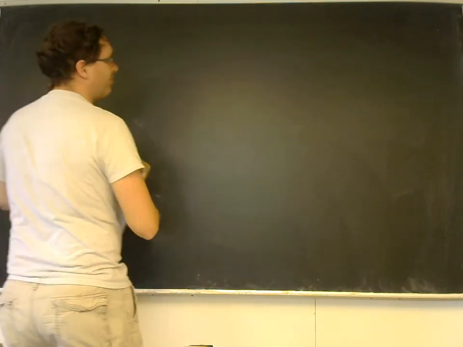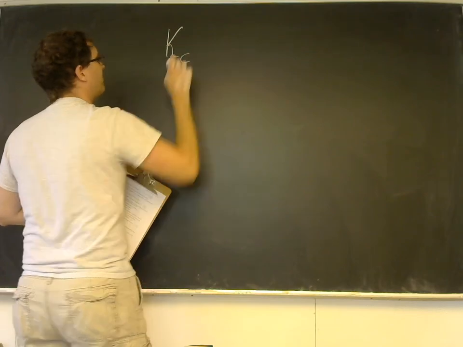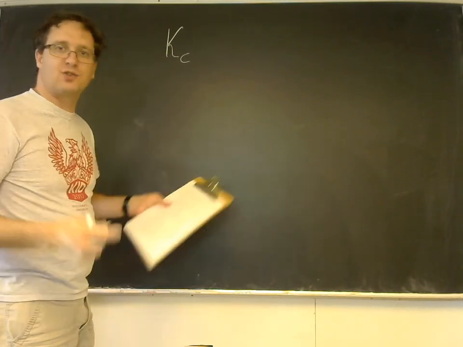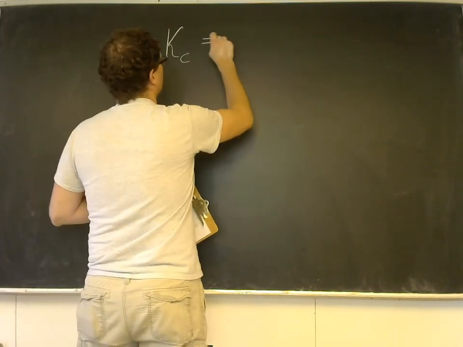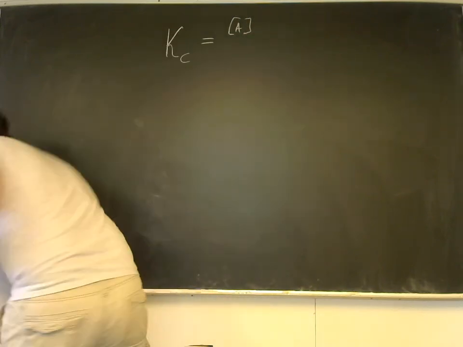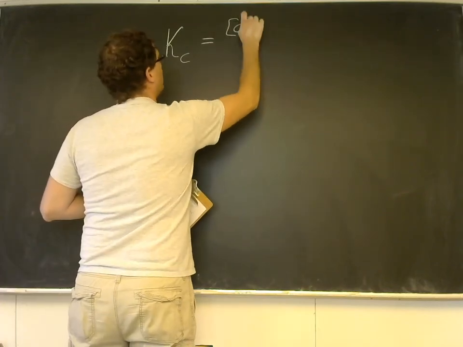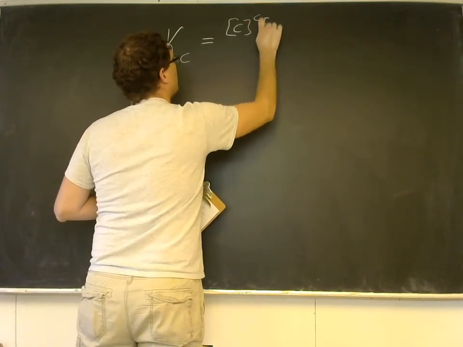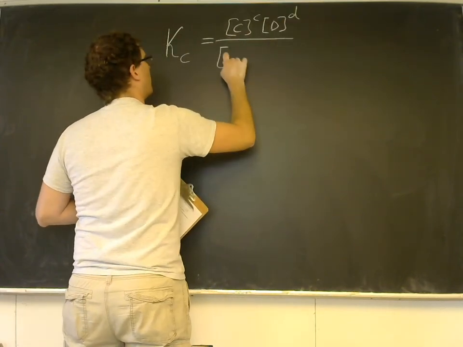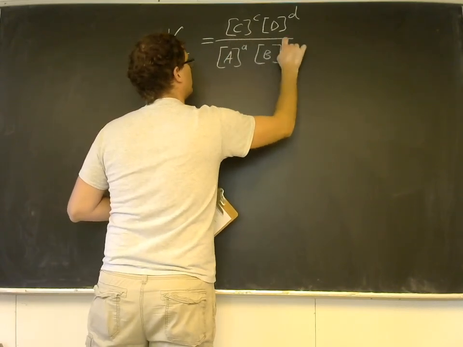Technically, I have been talking about only one type of equilibrium constant. So far, I've been talking about Kc, a concentration equilibrium constant, which is going to equal, going back to our generic reaction formula, C raised to the c, D raised to the d over A raised to the a, B raised to the b.